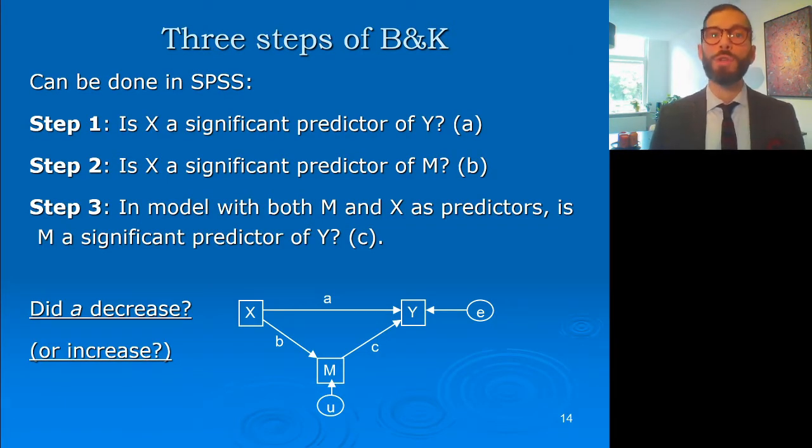So Baron and Kenny introduced a stepwise approach that can be easily done in SPSS or any other statistical software. These are the steps. Step 1 is to check whether X is a significant predictor of Y. This is the path A. If this is a significant predictor, then we move on to step 2, where we check if X is a significant predictor of the mediator M. This is path B. If, again, the answer is yes, then we analyze a model with both M and X as predictors of Y, and then we check whether M is a significant predictor of Y, and we check what happens to the significance of the coefficient A accent. We look whether A decreased or maybe even increased, and based on that we draw conclusions about whether there is mediation.